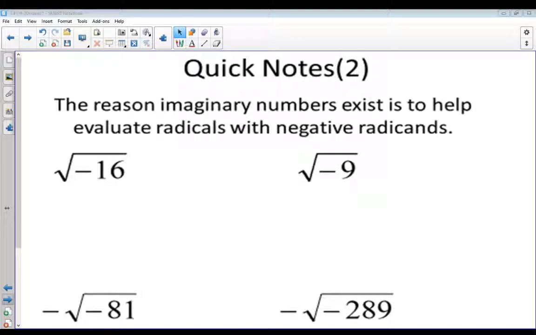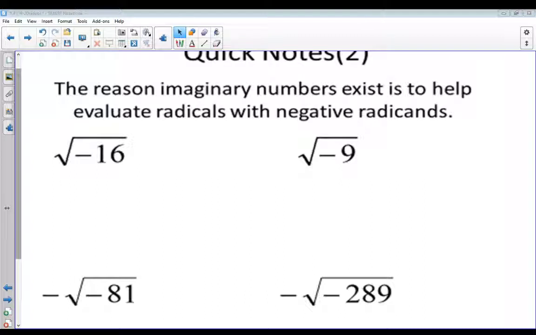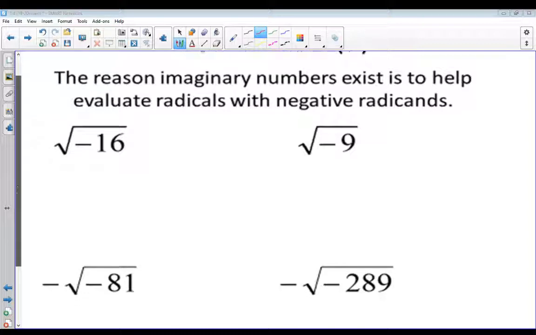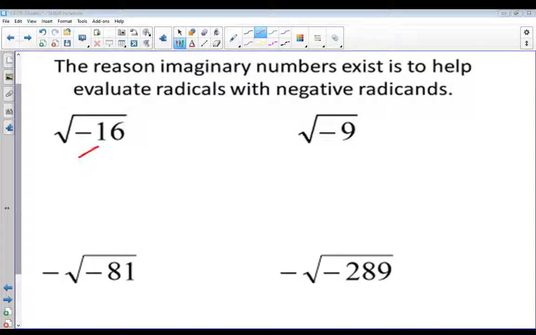Let's say you have these examples, square root of negative 16, square root of 9, so on and so forth. And if you try plugging these into your calculator, you're going to get a domain error. So sadly, we cannot use our calculators in this case. We have to do something different. And what we're going to do is we're going to split this radical. Split it specifically so that the first root is the square root of negative 1, and then the second root is the square root of 16.